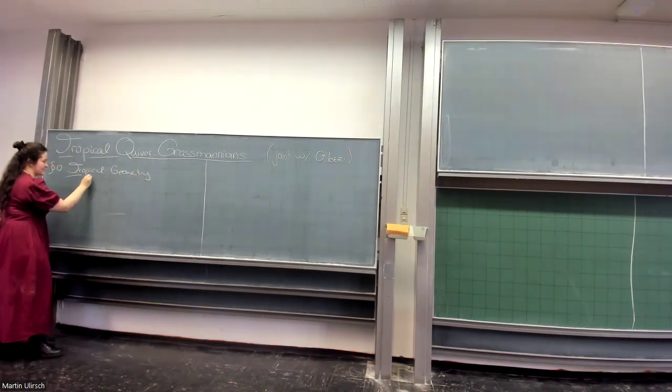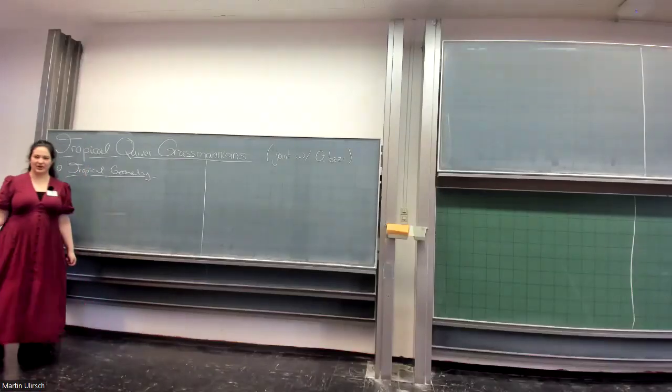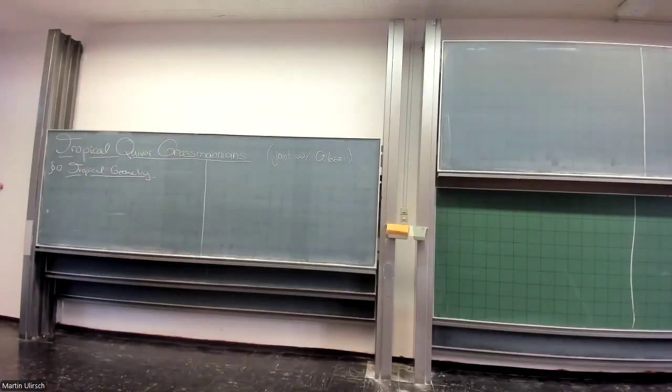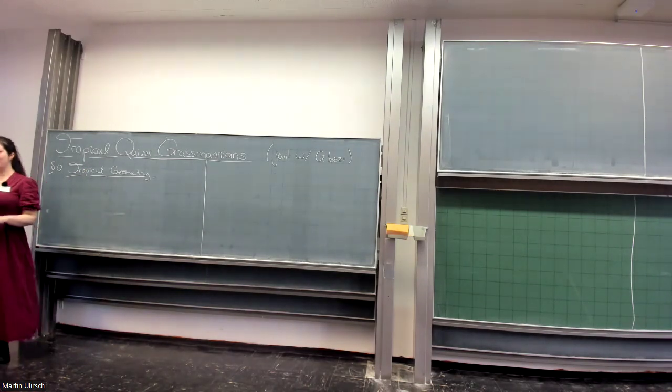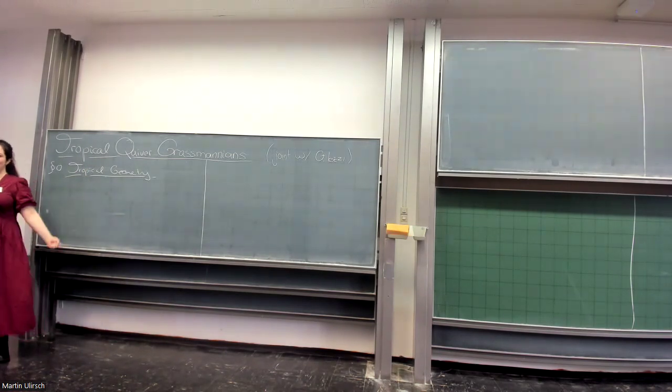So tropical geometry is a particular flavor of geometry without geometry, where you have geometric objects that you want to learn more about, and you want to learn more about them using methods that are not really geometric in nature, because geometry is hard and other methods might be easier.